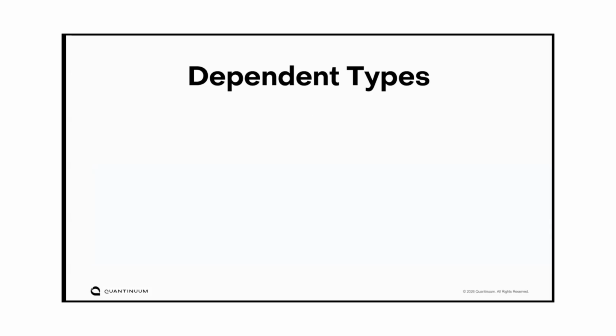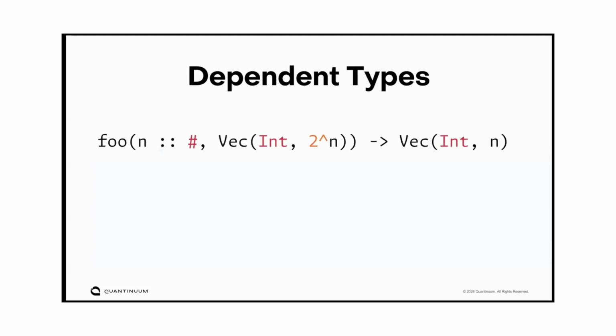Okay, so the QFT example I showed you was pretty basic, but we can do some more fun stuff in Brat. So here's a signature. This is a classical function where we take a number as input, and then a vector of length 2 to the n, and then we return a vector of length n. Okay, so this is a bit more advanced, but Brat can handle it.